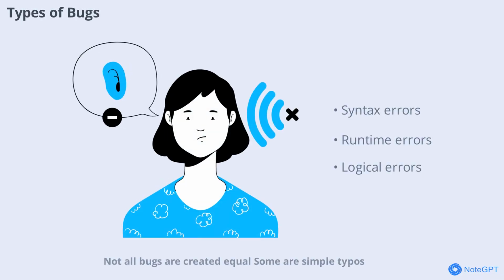Not all bugs are created equal. Some are simple typos, while others are complex logic errors that are hard to spot. Bugs can be syntax errors, runtime errors, or logical errors. Syntax errors occur when the code doesn't follow the rules of the programming language. Runtime errors happen when the program is running, and logical errors are mistakes in the program's logic. Understanding these types helps developers approach debugging more effectively.